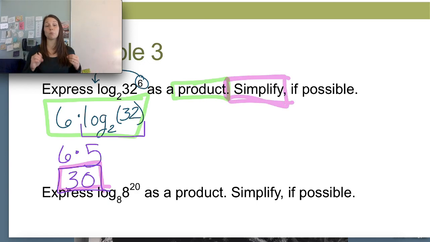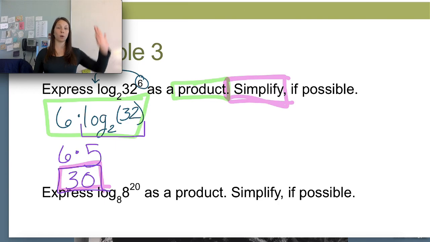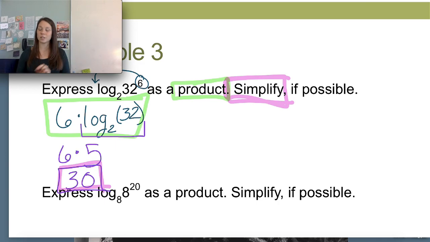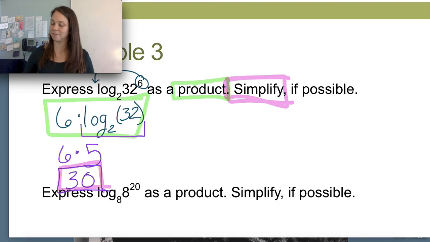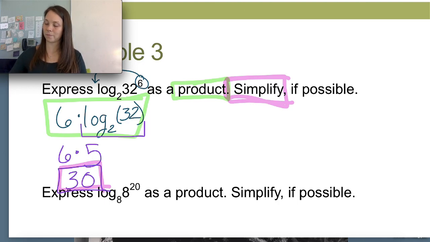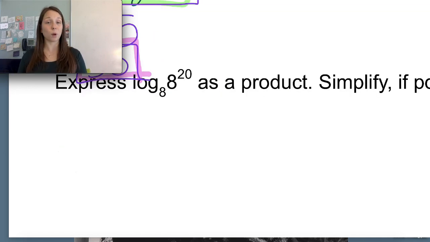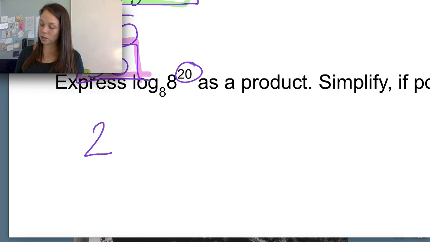So writing it as a product is to take that original exponent and multiply it in front of the logarithm. Simplifying means we need to evaluate the logarithm and multiply it by that number in front. So let's do this one more time. Express log base 8 of 8 to the power of 20 as a product. We take the exponent 20 and we kick it to the front of the logarithm.